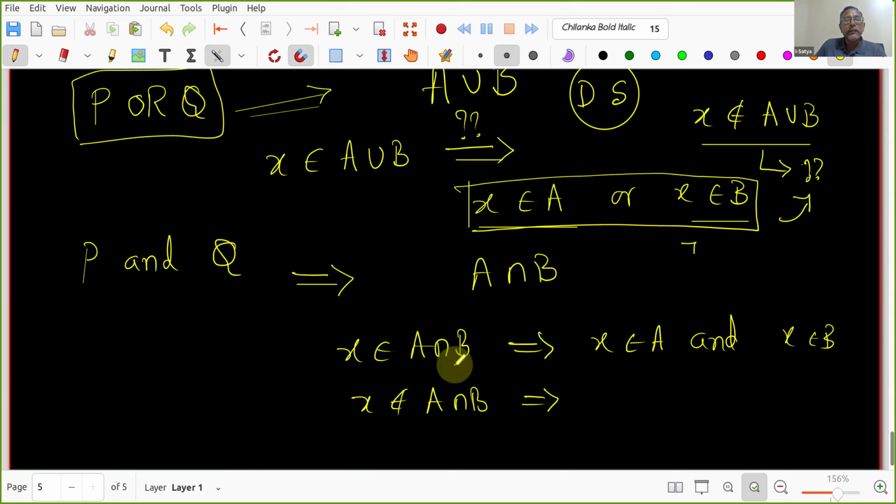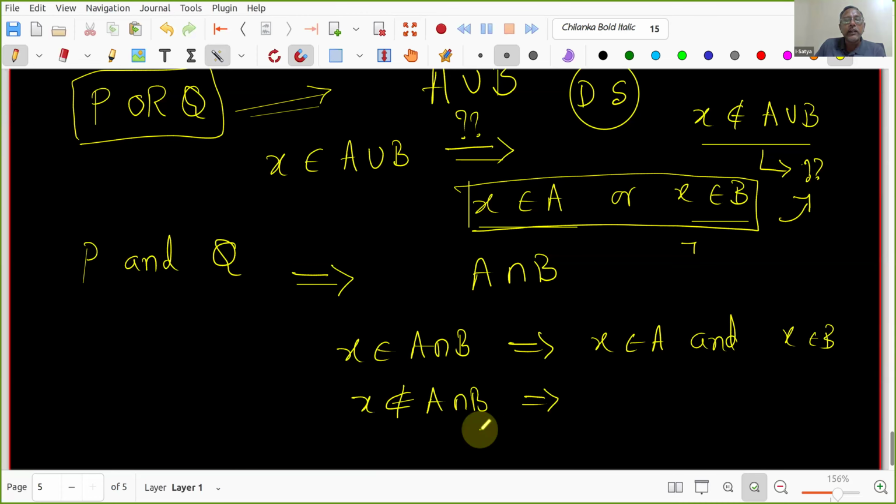So you understand that this is a negation, right? X belongs to A intersection B. This is my statement. Its negation is this. X does not belong. There exists X in either A or B. No. Already I told X does not belong to, right? Don't worry about that. I told that X does not belong to A intersection B. Forget about the first one.